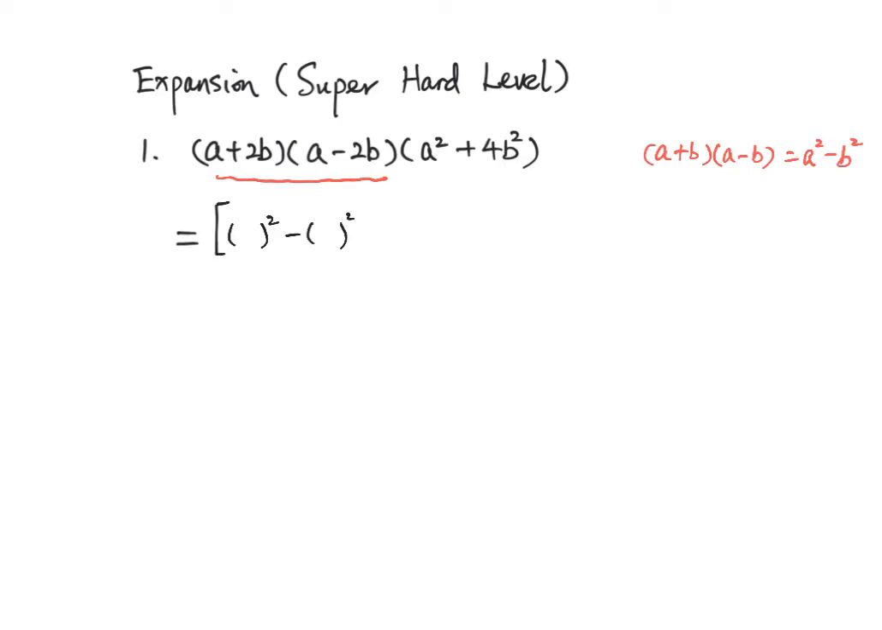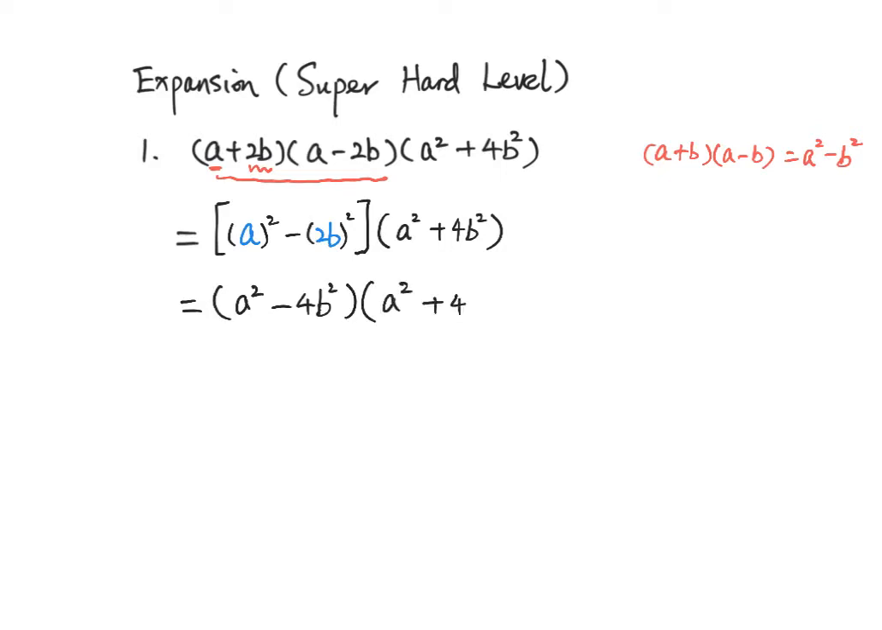So please make a bracket for it. And then copy down the third bracket, a squared plus 4b squared. So what is a in this case? A is a here, so just write down a. And b is 2b, so just write down 2b. So we have a squared minus 2 squared is 4, b squared is b squared. So this is the first bracket, and the second bracket a squared plus 4b squared.